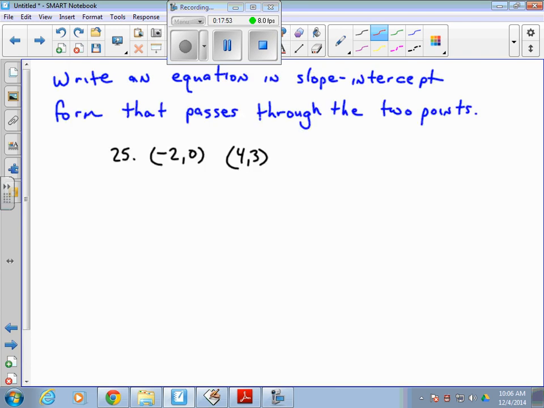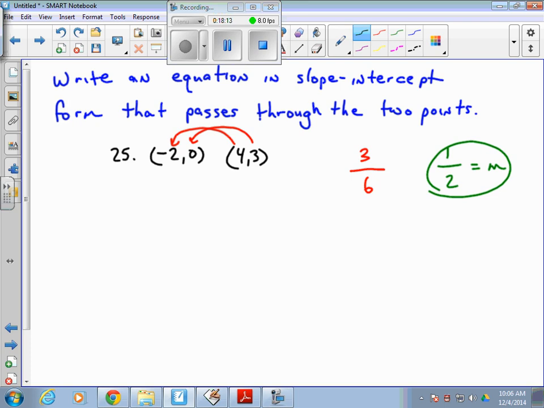We're doing the same for number 25. Find your slope. We'll do it like this. 3 minus 0 is 3. 4 minus a negative 2 means plus 2. It's going to be 6. That simplifies. 3 goes into it once and into 6 twice. The slope for that one is 1 over 2.